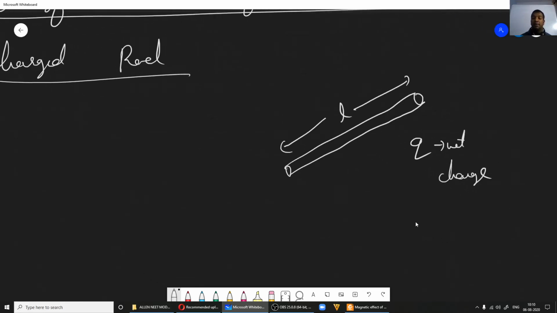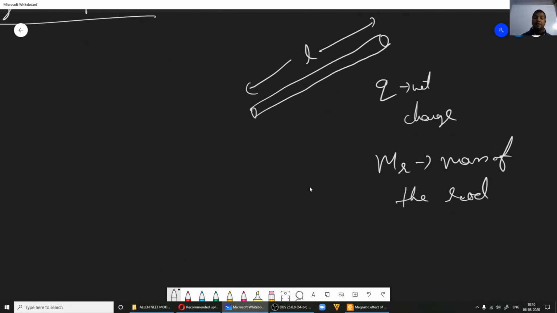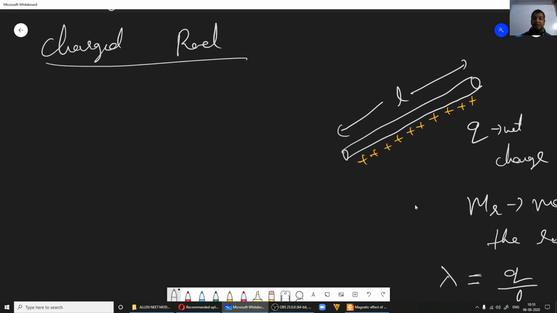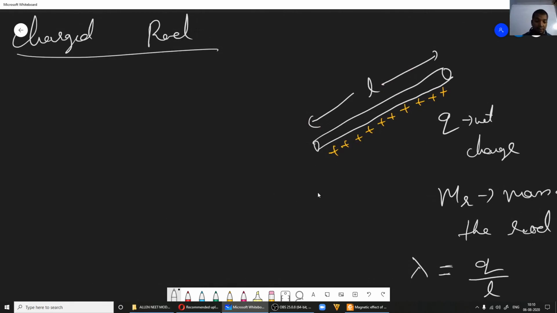Fine. Now let us call m as the mass of the rod. Now Q is the net charge which is distributed uniformly over the rod. If you define the linear charge density, we can write it as Q divided by L. Now say this rod is rotating about one of its ends, call it O.